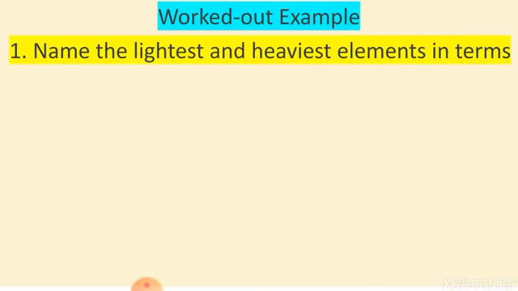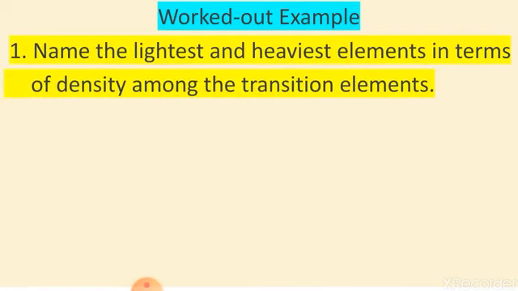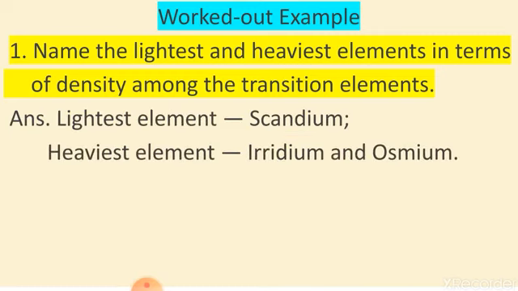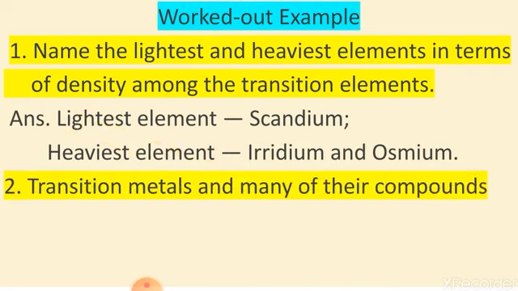Now dear students, come to the worked out examples. The first: name the lightest and heaviest element in terms of density among the transition elements. Your answer should be like this. The lightest element is scandium, having a density of 3.1 gram per centimeter cube, and the heaviest elements are iridium and osmium. Now the second question, transition metals and many of their compounds.